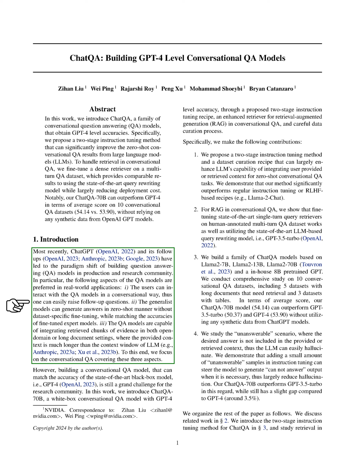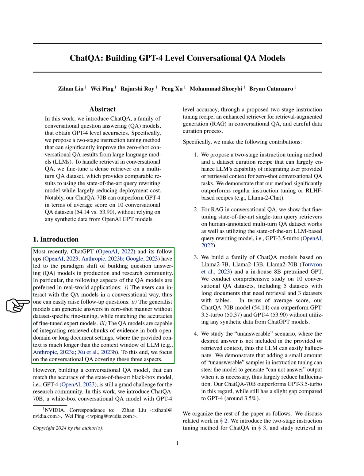Secondly, these models can generate answers without needing specific fine-tuning for each dataset, while still maintaining the accuracy of models that have been fine-tuned. Lastly, these models can incorporate retrieved pieces of information in both open domain or long document settings, where the provided context is much longer than the context window of the language model. However, creating a conversational QA model that can match the accuracy of top-tier models like GPT-4 remains a significant challenge.